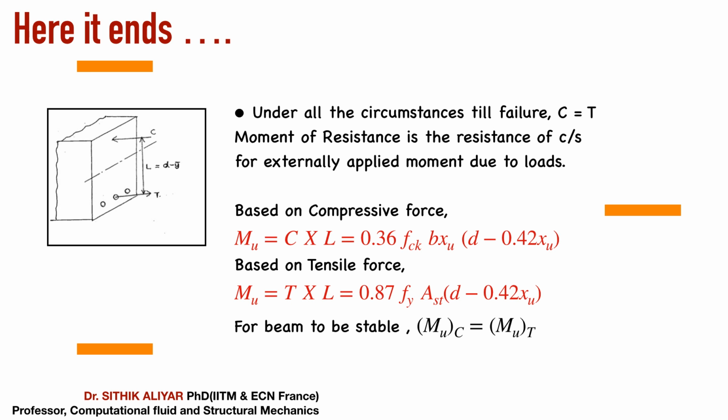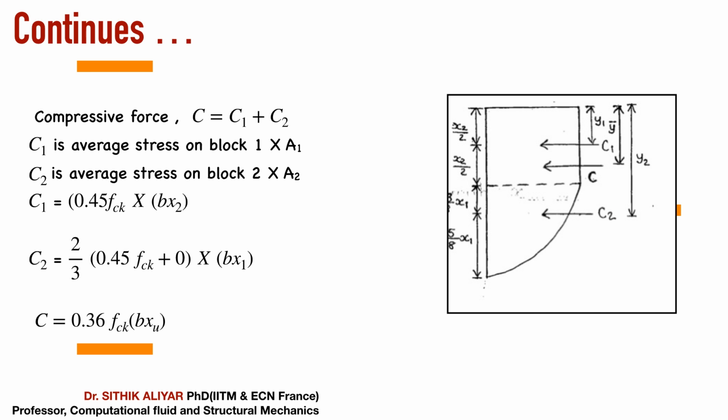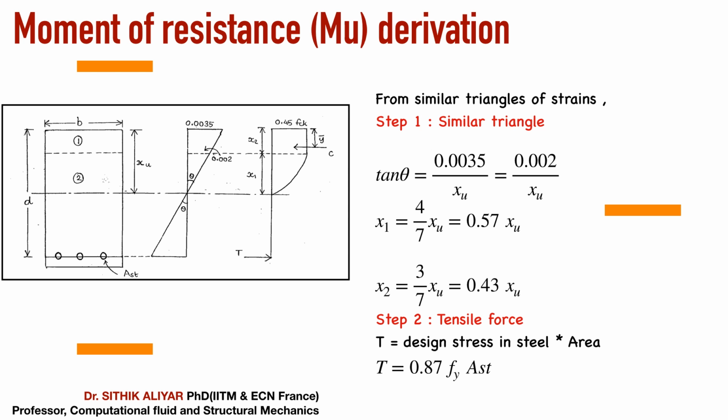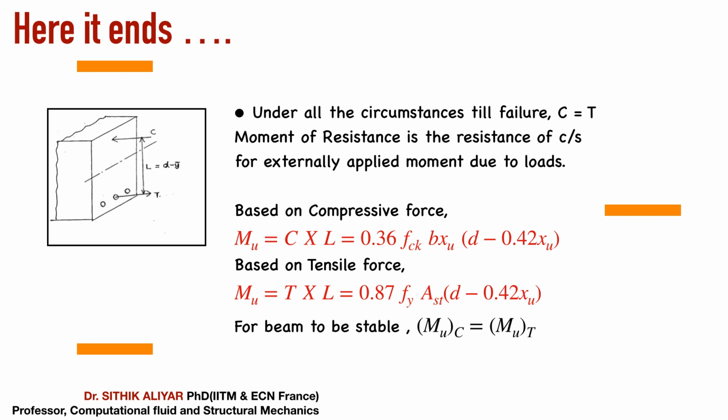Always that C value we calculated above, this 0.36 FCK into B into XU, will always, at any moment, be equal to this 0.87 Fy AST. So coming back to the final equation, for the last 30 minutes you are sitting in front of the laptop only to know this formula. If you didn't understand anything, skip everything, just memorize this formula.